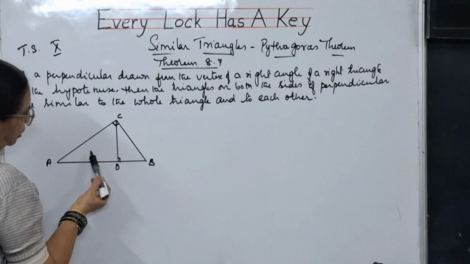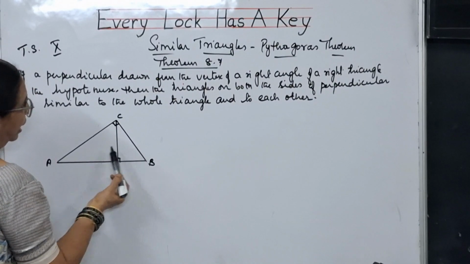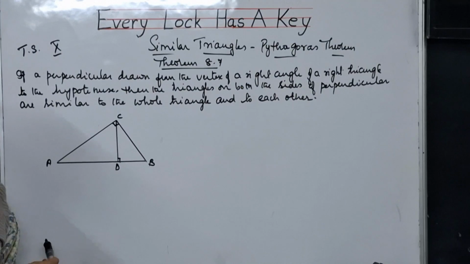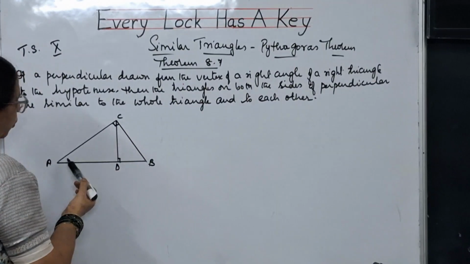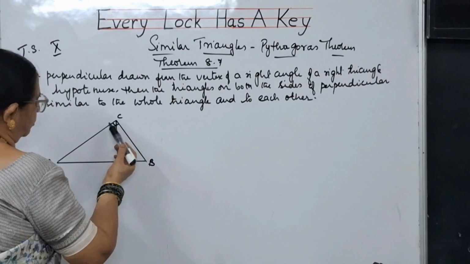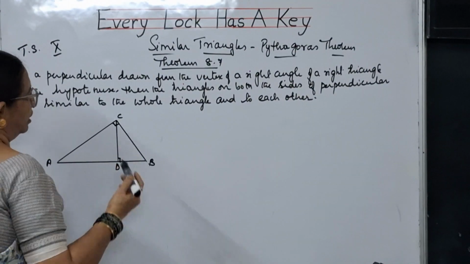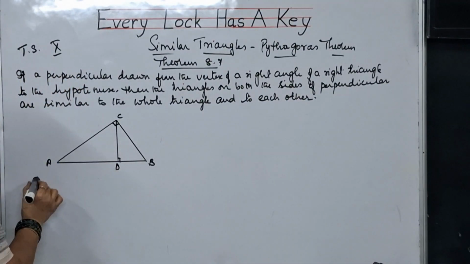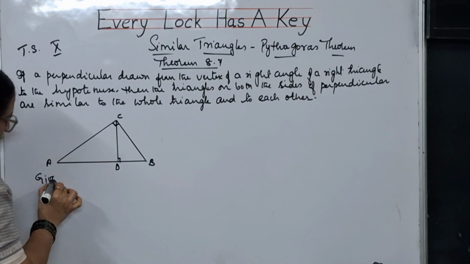To this perpendicular, you have two triangles. The triangles on both the sides of the perpendicular are similar to the whole triangle. The whole triangle is ABC, and to each other. That means these two triangles are also similar to each other. You need to prove this. So, what is given to us?